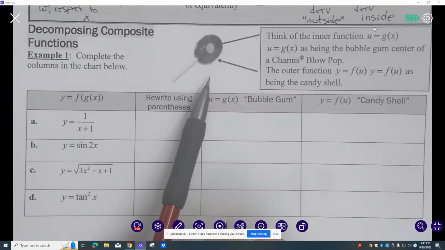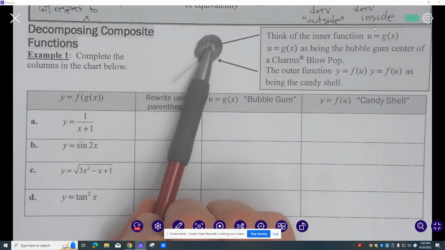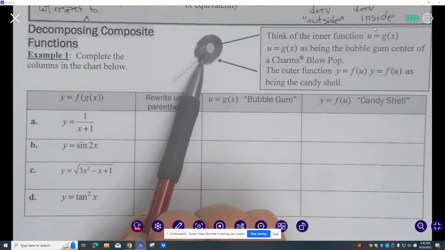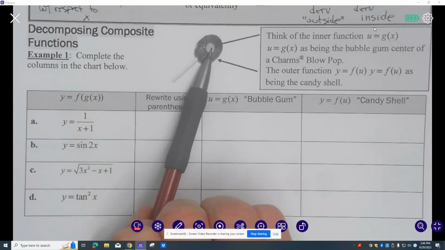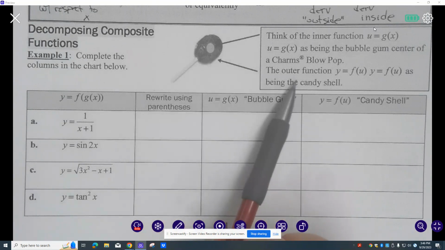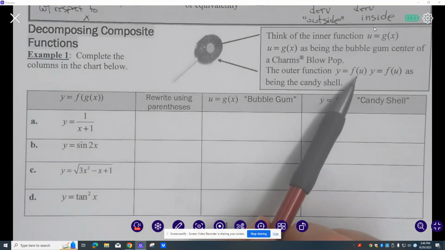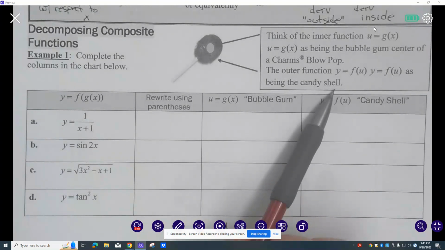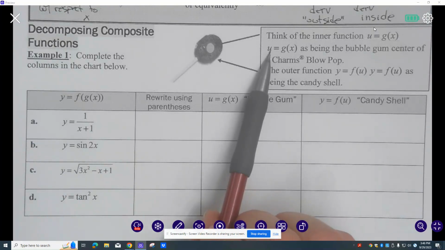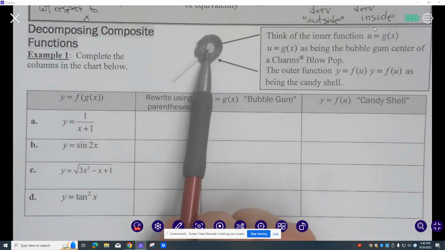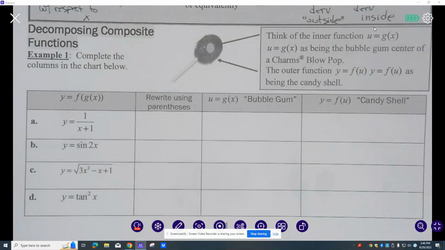So think of a composition as a function inside a function. The hard sucker part is the function on the outside. The bubble gum is the function on the inside. So the outer function, y equals f of u, is the candy shell. The inner function, u equals g of x, is the bubblegum center.